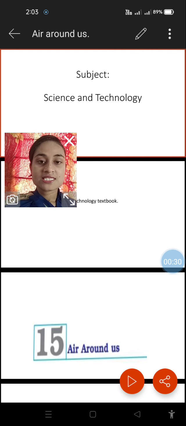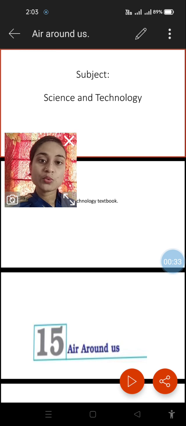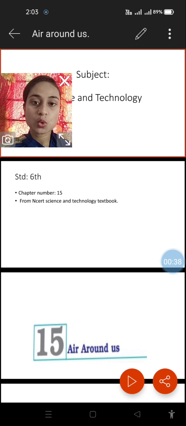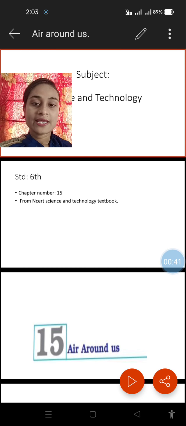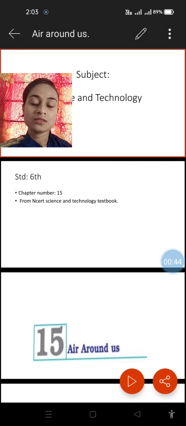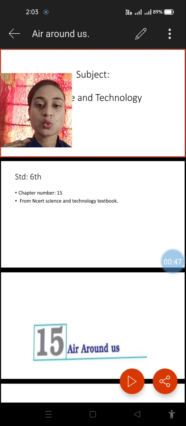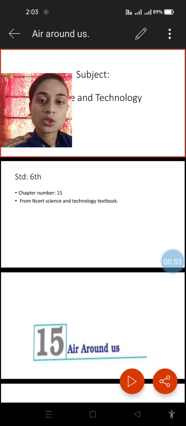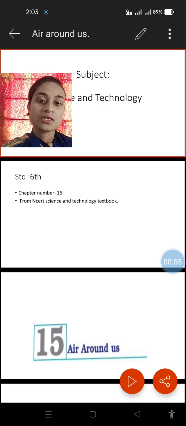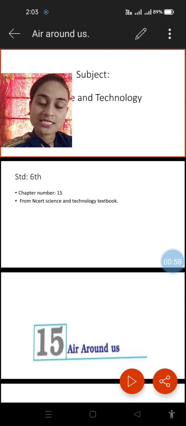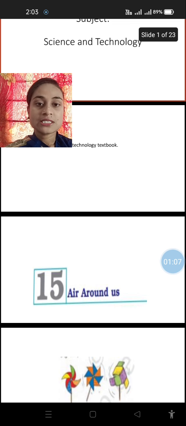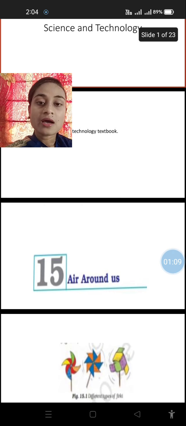Today we are going to discuss the subject Science and Technology, in which we will go thoroughly through the standard 6th book, chapter number 15 of the NCERT Science and Technology book. That means the book comes under the NCERT publishers. The name of chapter number 15 of standard 6th is Air Around Us.